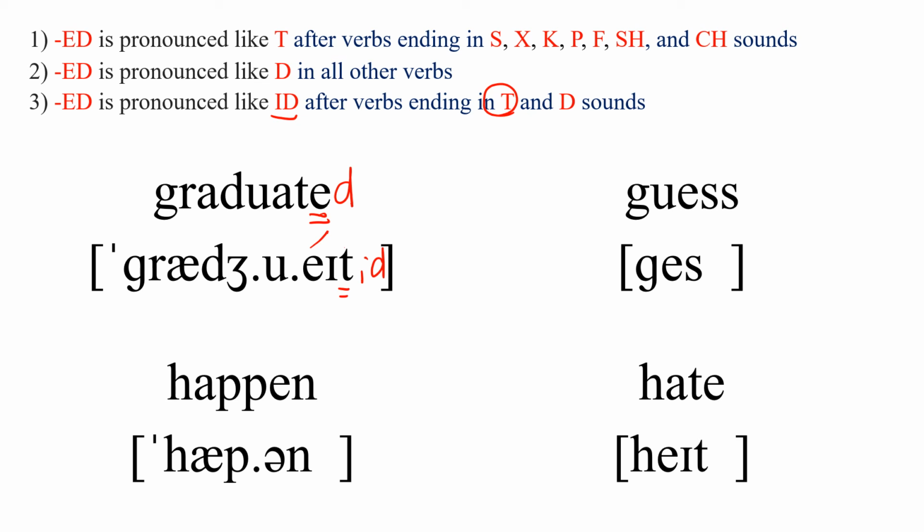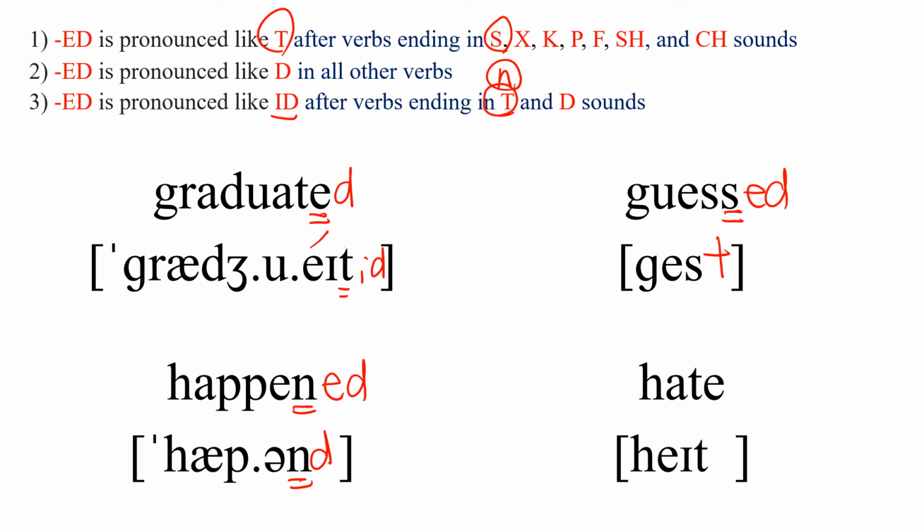Next one, guess. Consonant, we put ED to make it past, and S is voiceless, so we put T here and read guessed. Next one, happen. This is a consonant, we put ED, and this N is voiced, so we put D here and read happened.